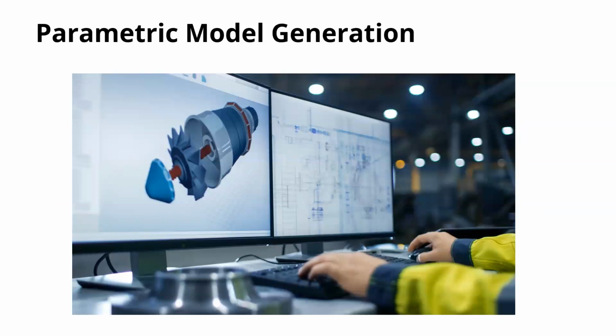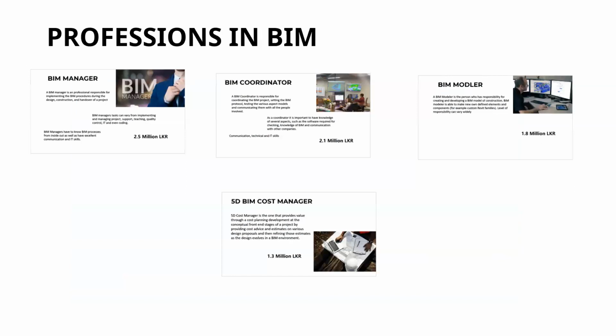And parametric model generation: after creating the 3D model, you can change the height, length, and width of those models very easily. So that is parametric model generation. And this is very important to you, professions in BIM. Okay, so if you are a quantity surveyor, you can change your profession as a BIM manager after having some skills. I will explain them to you, and I will explain their salaries as well.